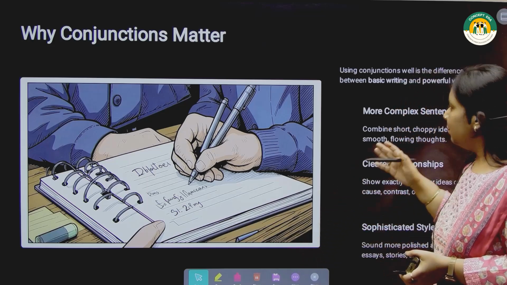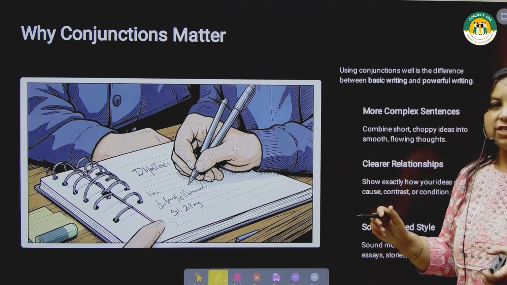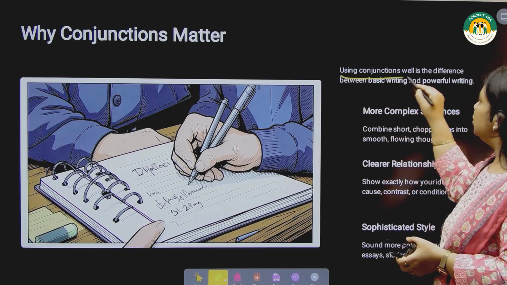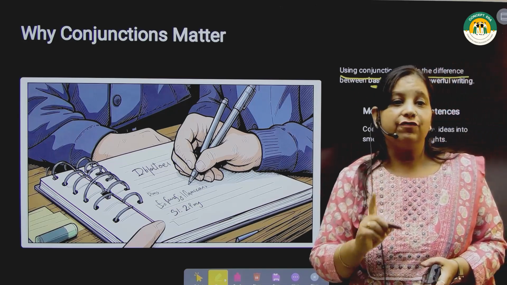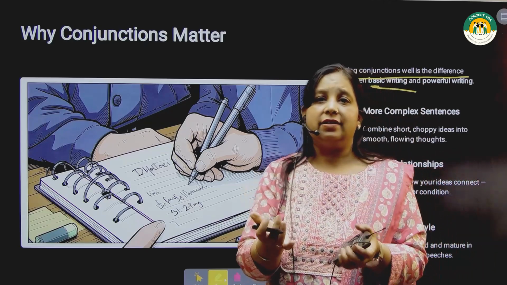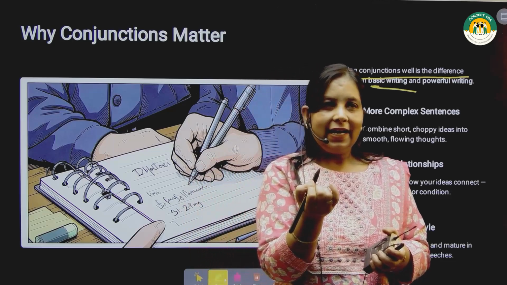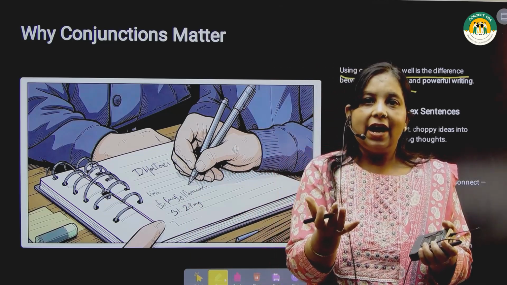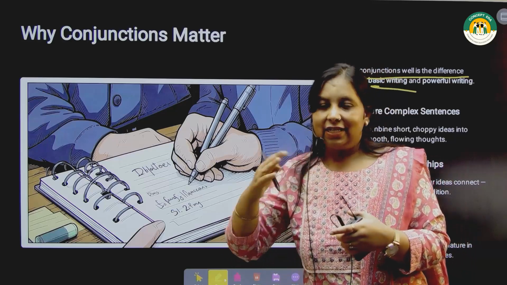Here are some more things which we can add in our conjunctions. Like the first one, using conjunctions well: the difference between basic writing and powerful writing. With the help of conjunctions, you can write very powerfully, or you can say it looks very interesting, and the readers also like to read such sentences.